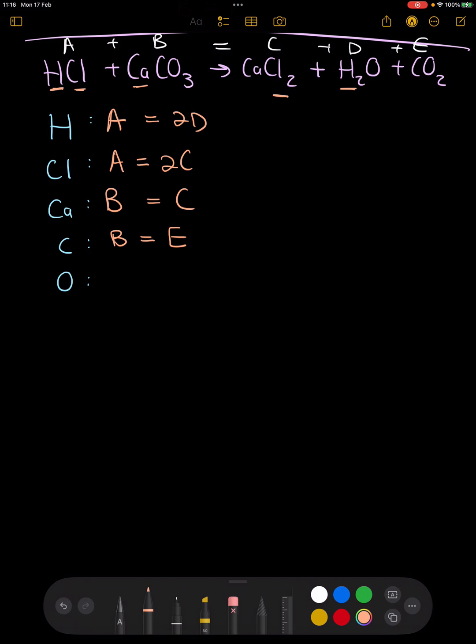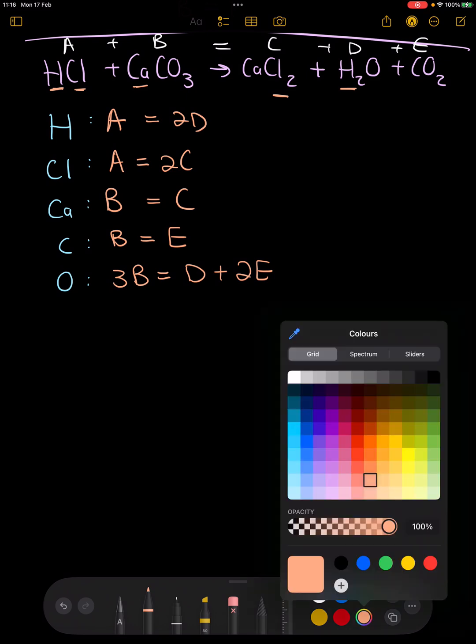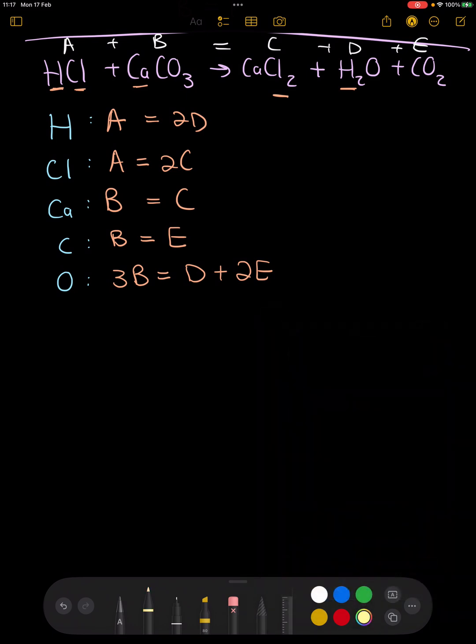Next up, we've got oxygen. We've got 3 oxygen in B, we've got 1 in D, and we've got 2 in E. All right, my next step is going to be to go write down all of my letters.